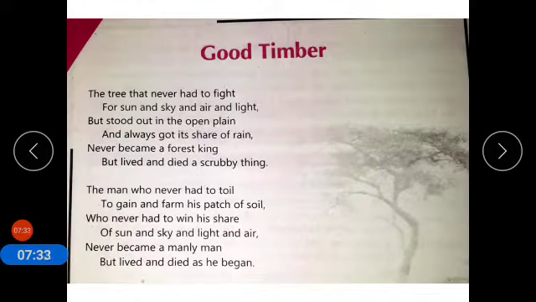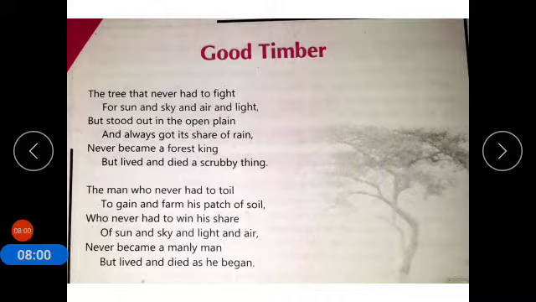In this poem, the poet has used this metaphor for people, comparing them with trees. In stanza number 1, the poet wants to say that the trees and men that never made any struggle for getting essential things of life will never become important, and they died inferior.